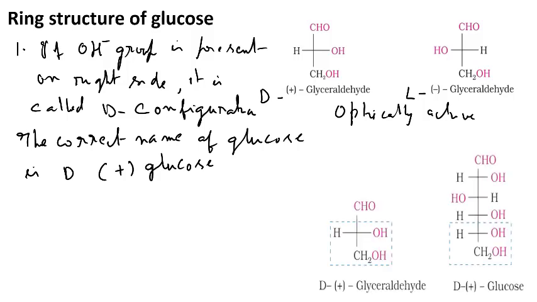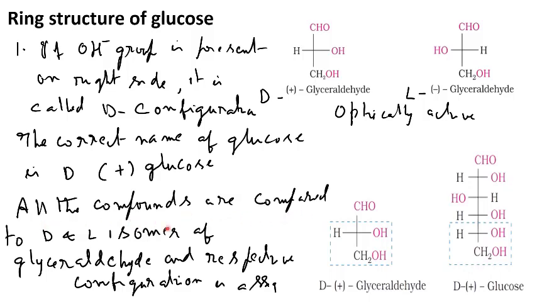So here in this figure, this is glucose and this is glyceraldehyde. In glyceraldehyde, the second carbon from the bottom has the OH group on the right side. For glucose also, the second carbon from the bottom has a hydroxy group on the right side. Therefore this is D plus glucose. So all compounds are compared to the D and L isomers of glyceraldehyde and the respective configuration is assigned.